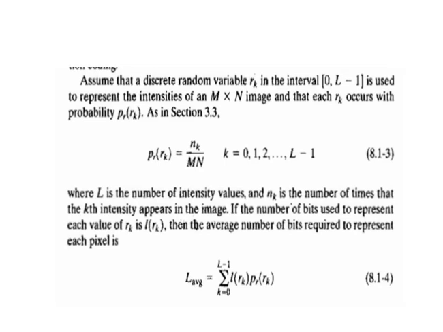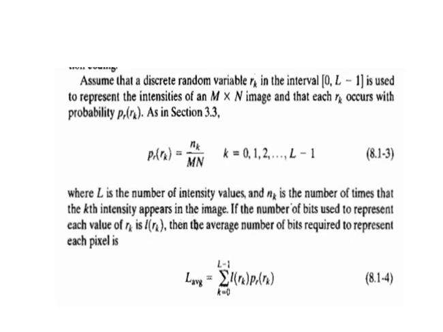Assume that a discrete random variable r_k in the interval 0 to L-1 is used to represent the intensity of an M by N image, and that each r_k occurs with probability p_r(r_k), given by p_r(r_k) = n_k / MN, where k varies from 0 to L-1, L is the number of intensity values, and n_k is the number of times that the kth intensity appears in the image.